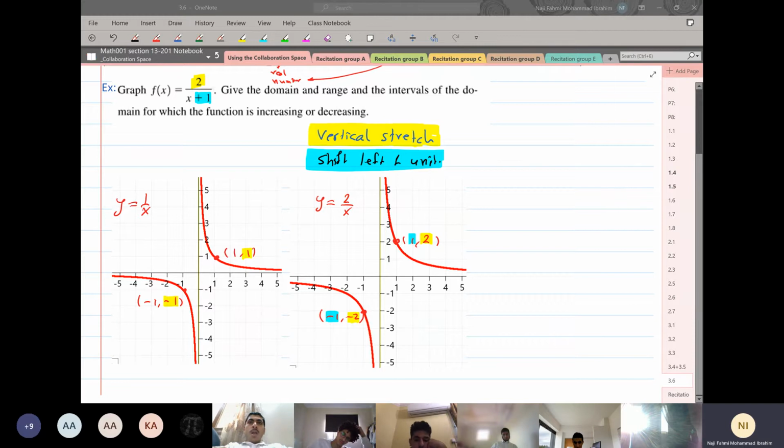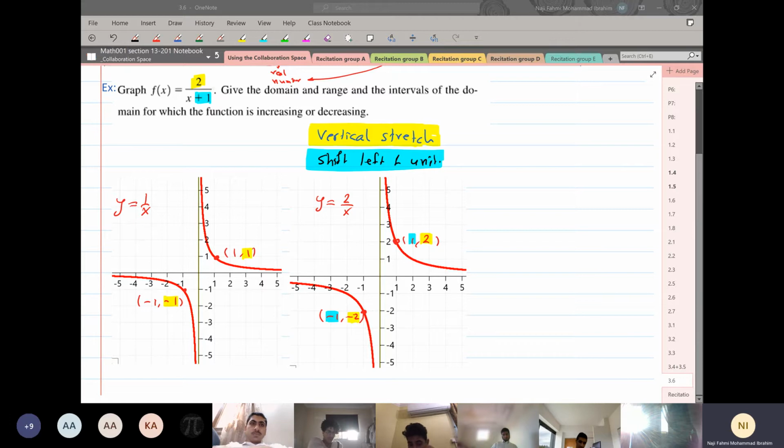Now, do we have a vertical asymptote in our graph? What's the vertical asymptote in our graph? 0. The basic one. Now, this vertical asymptote, what's the equation of this vertical asymptote? It's x equal what? X equals 0.